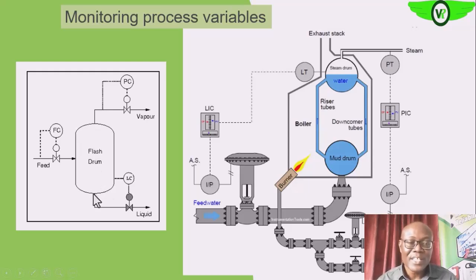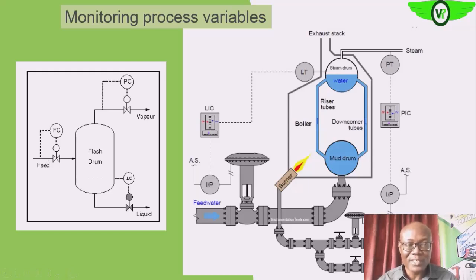Definitely, if this level rises above a certain level, you see that it can affect the balance in the drum, assuming it goes beyond this level. Of course, the rate at which it will be flashing or coming into the drum to flash will be adversely affected also. So we do not want it to get to that level. So what do we do? We need to monitor this flow rate and control it.